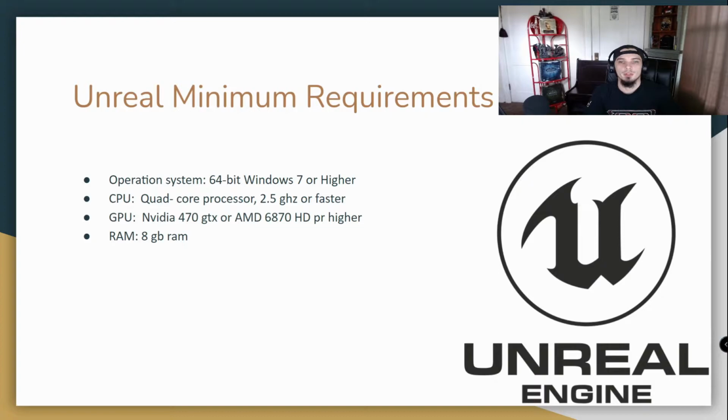Unreal's minimum requirements are: the operating system is 64-bit, Windows 7 or higher. The CPU is a quad-core processor, 2.5 GHz or faster. The NVIDIA 470 GTX or AMD 6870 HD or higher, and the RAM is 8 GB.